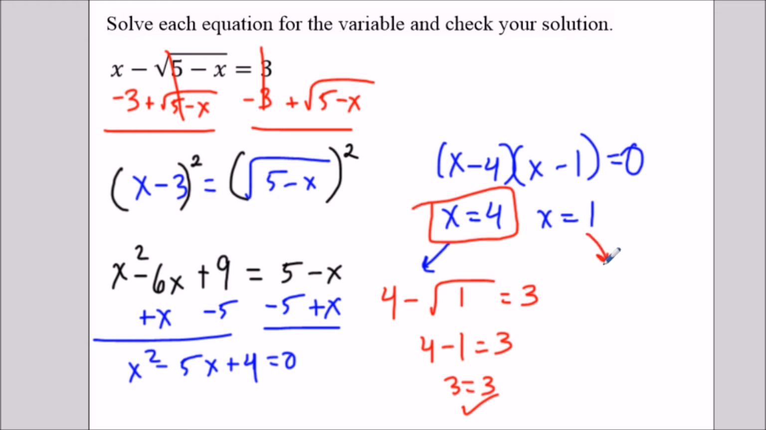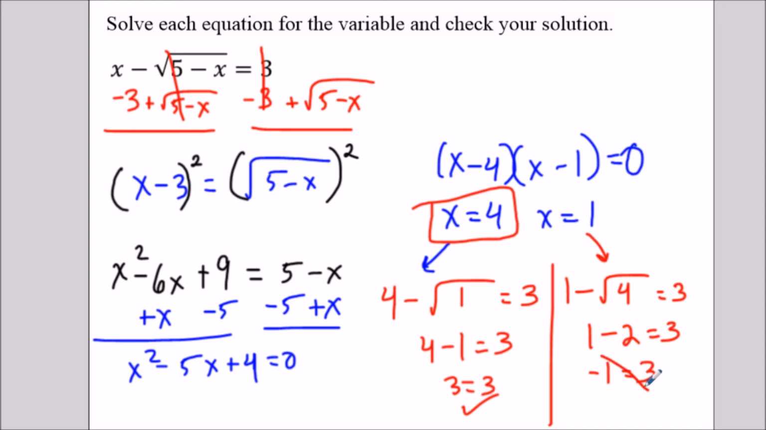However, when you plug in the second one, let's see what happens here. We get 1 minus the square root of 5 minus 1 is 4 is equal to 3. So this gives us 1 minus 2 is equal to 3. But negative 1 equals 3 is a false statement. So that tells us we have to reject this solution. So our only answer to the question here, our solution, is just x equals 4.